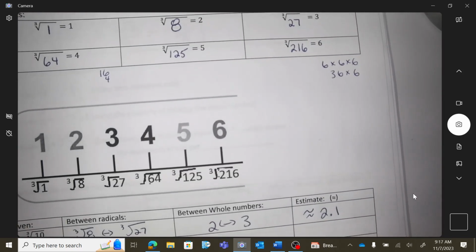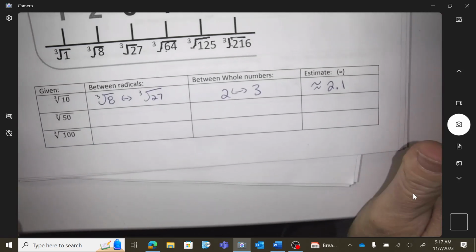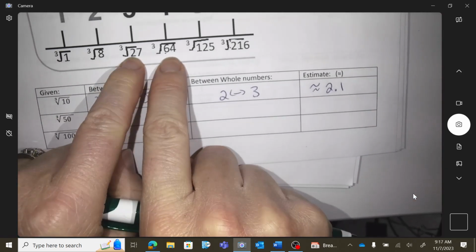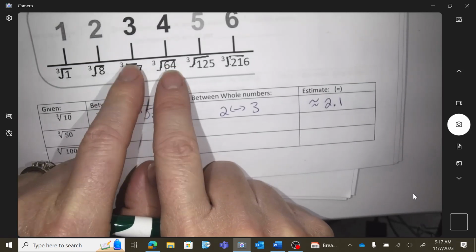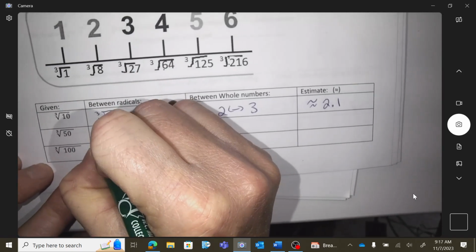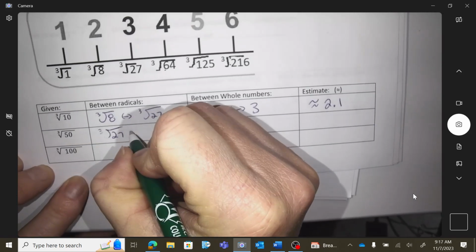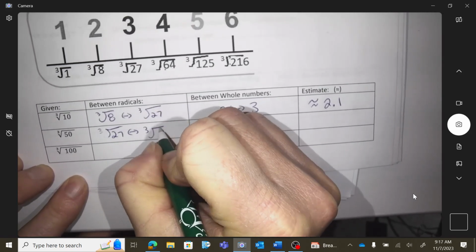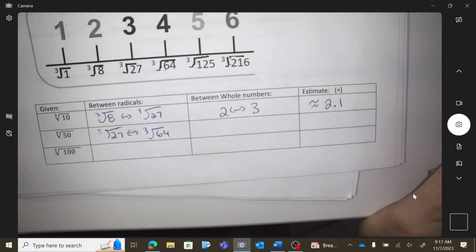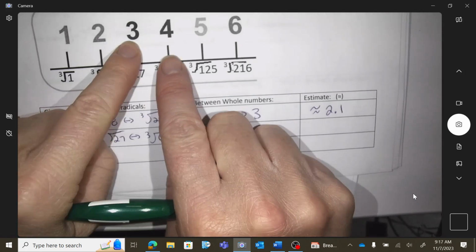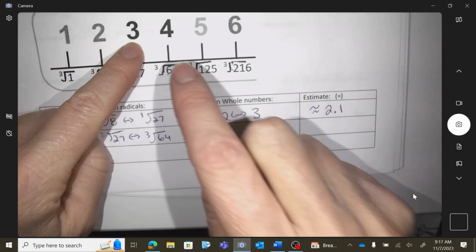Okay, cube root of 50 is next. So 50, to me, 50 would be between the 27 and the 64 numbers. So it's between the cube root of 27 and the cube root of 64. So therefore, the numbers will be between 3 and 4.